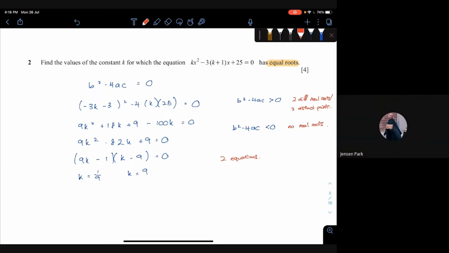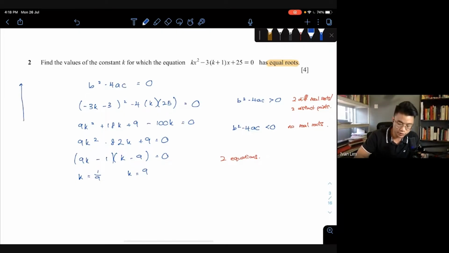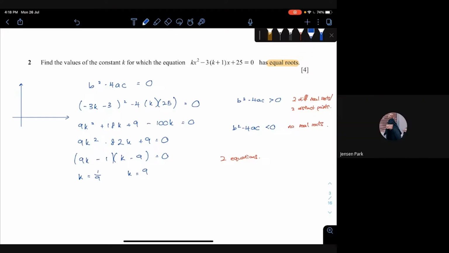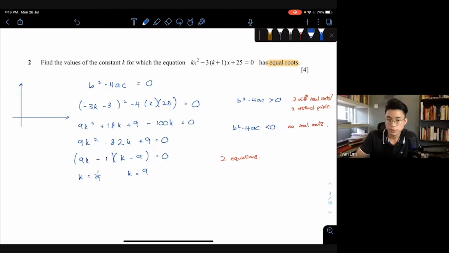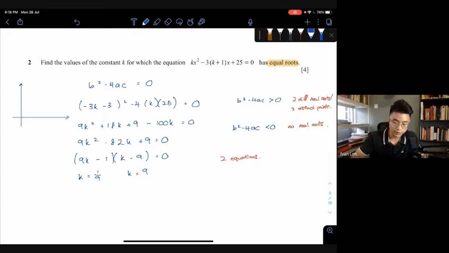If it intersects at 2 points, it's more than 0, b squared minus 4ac more than 0. The logic of this is, solutions of a quadratic equation means what? What do we define as solutions actually? You want to find the point of intersection with the x-axis.